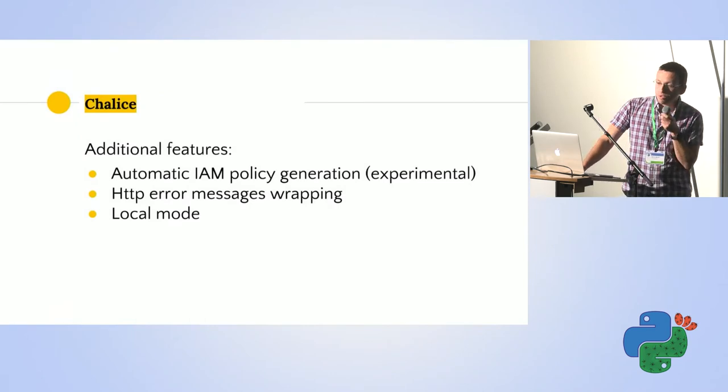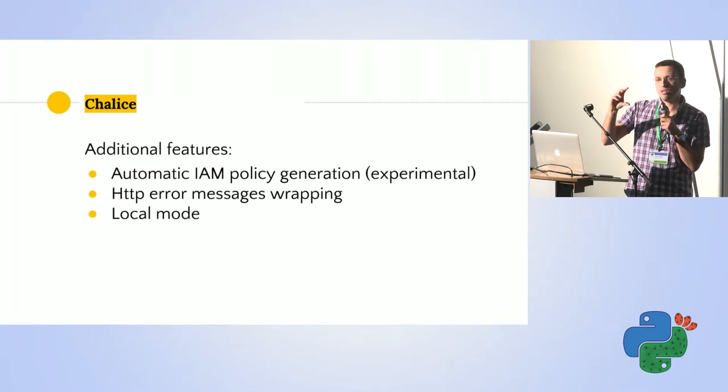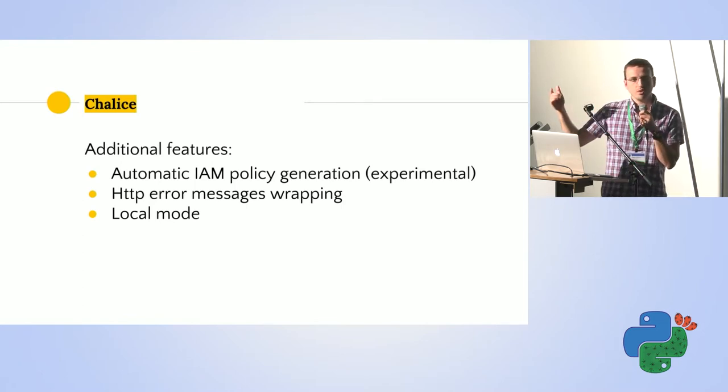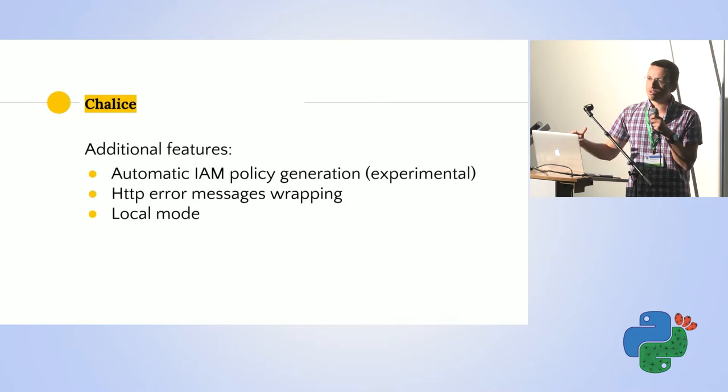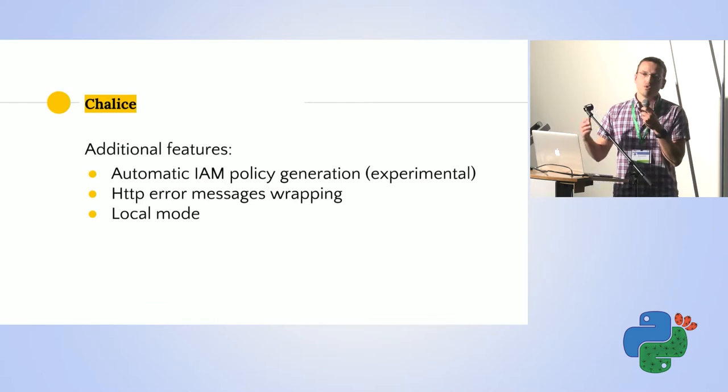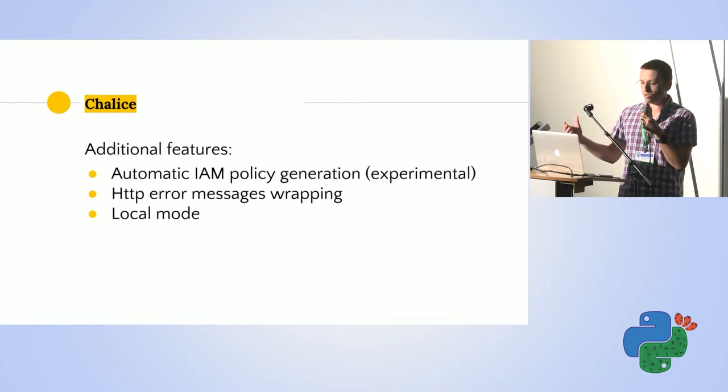A very nice and unique feature that Chalice has is that it can identify the needed security roles based on your code. Let's say your code goes to another AWS resource, say S3. It will know to automatically create the role that you need, and you don't need to worry about it. As I said, when you don't use a framework, you need to do it by yourself, and this is kind of a pain.